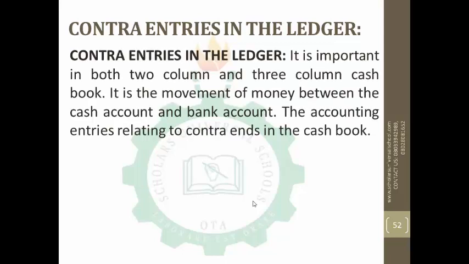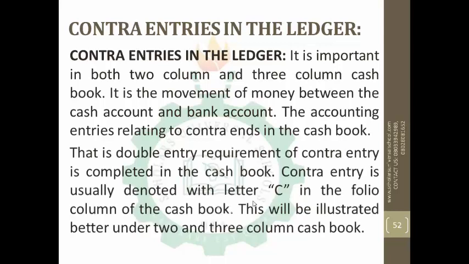Now, contra entries are important in both 2-column and 3-column cash book. It is the movement of money between the cash account and the bank account, as I will explain. And the accounting entries relating to contra entry end in the cash book. Don't forget, in this class, I taught you about trade discount, and I said that trade discount ends in the subsidiary books. Now also, I'm saying contra entry ends in the cash book. This contra entry does not go into your ledgers. The double entry requirement of contra entry is completed in the cash book.